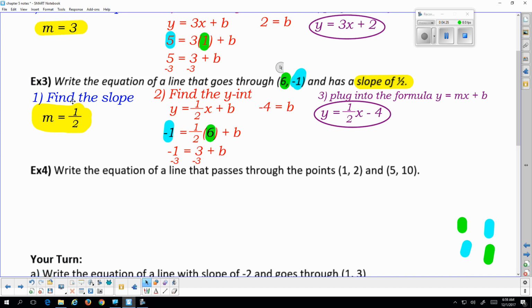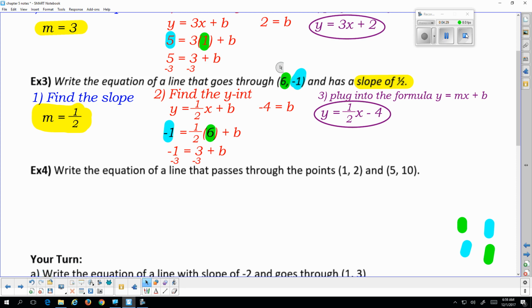Okay, so what's the first thing we did in these problems up here? We found the slope. But here's the problem. Does this example give us the slope? No. But we do know how to find the slope if we're given 2 points, right? Remember the slope formula? y2 minus y1 over x2 minus x1. We have to do that now.